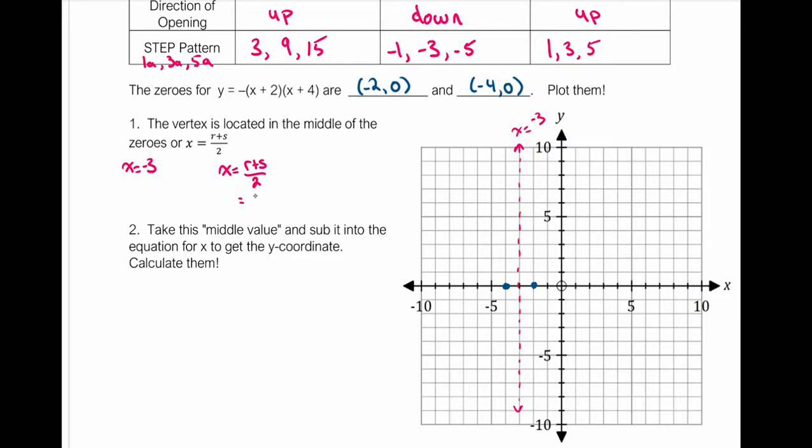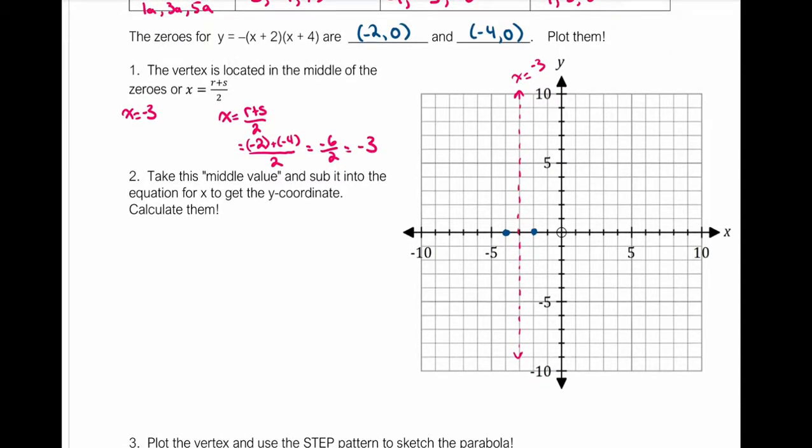So in this case, negative 2 plus negative 4, all divided by 2, we get negative 6 over 2, we get negative 3. So that's the same thing we just found. Because this one was nice, we could easily tell the middle. We didn't need to use this formula. In some cases you may not need to, but if you don't have a graph to use, then you can always use this formula.